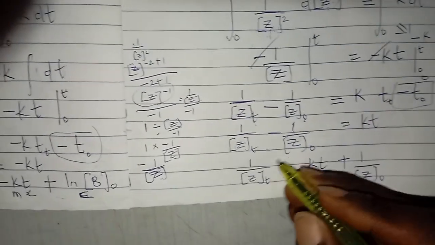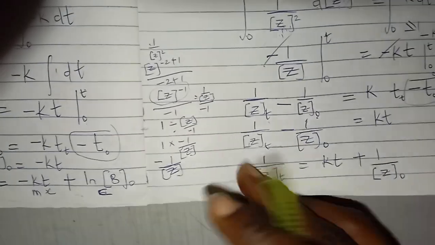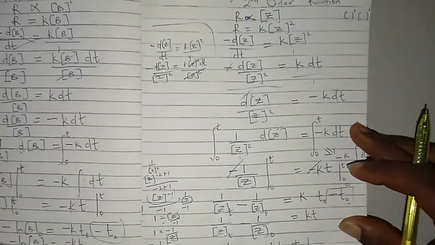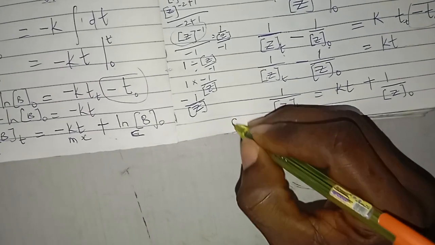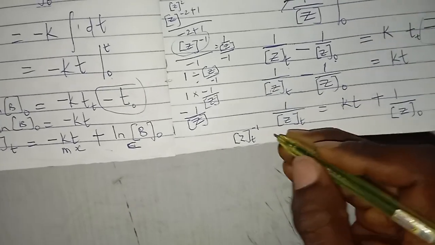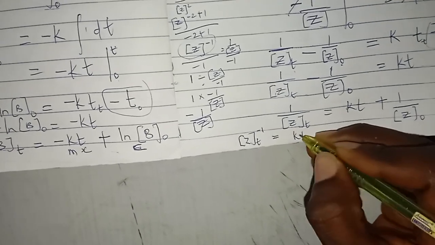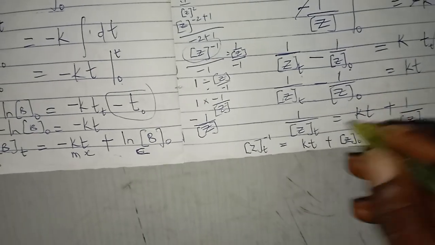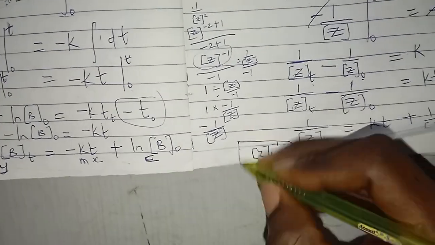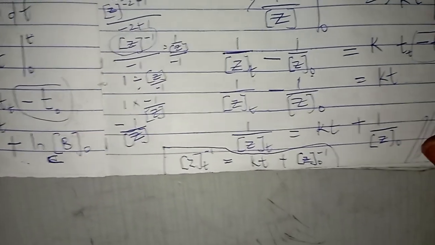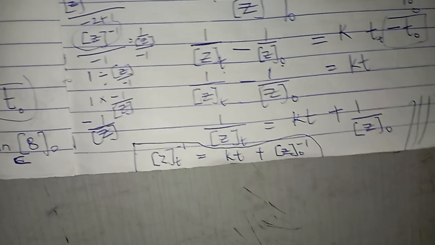But if you notice, everything here is the same thing as saying concentration of Z raised to the power minus 1 is equals to kt plus initial concentration of Z raised to the power minus 1. You can see it in the textbook. That is indices, so this is also right. But this is how it's given, this is the final answer. You need to know this indices.